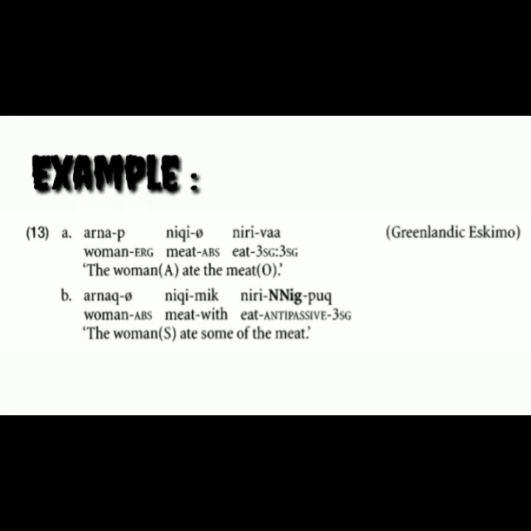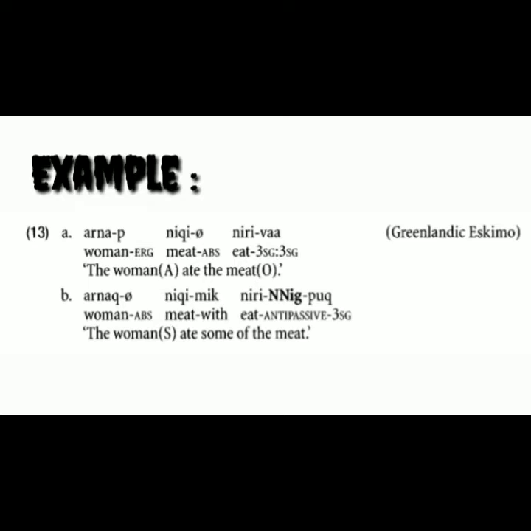Examples in 13a and 13b, as you can see in the file: the woman ate the meat, and the woman ate some of the meat. In 13a, the woman noun phrase is the A argument of a transitive verb and it is therefore ergative, whilst the meat is the O argument of the transitive verb and therefore absolutive.